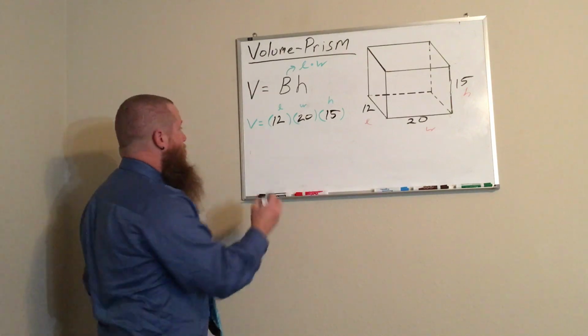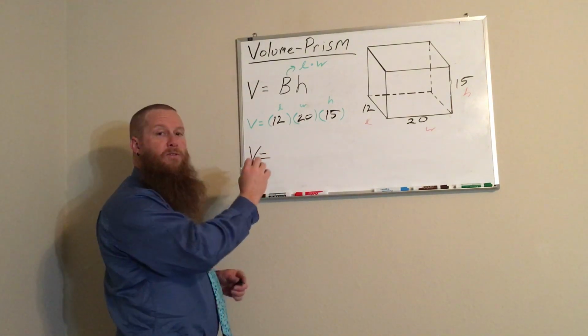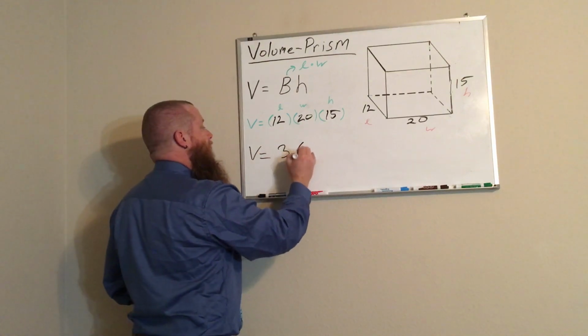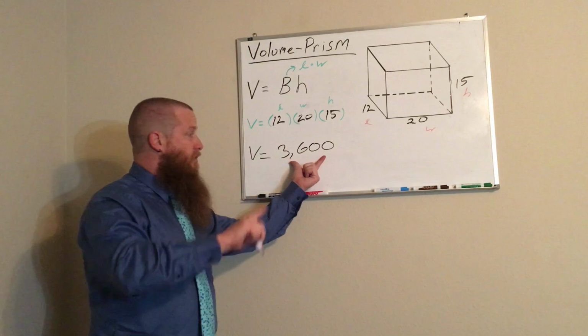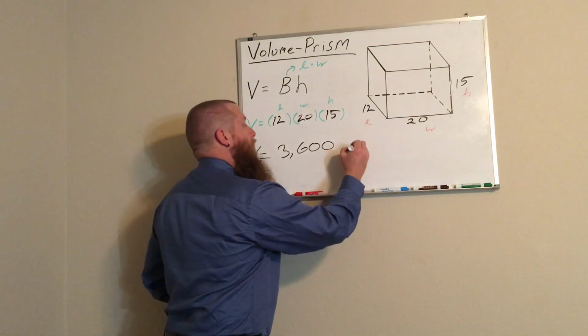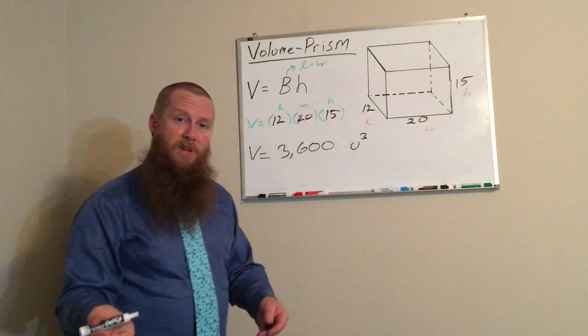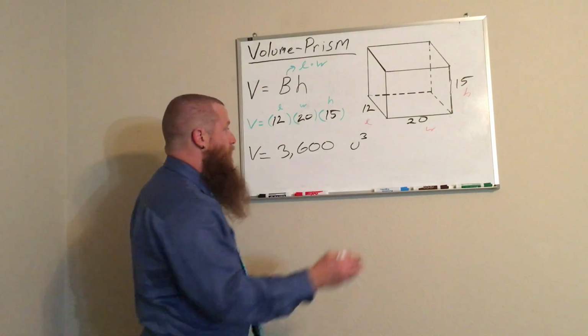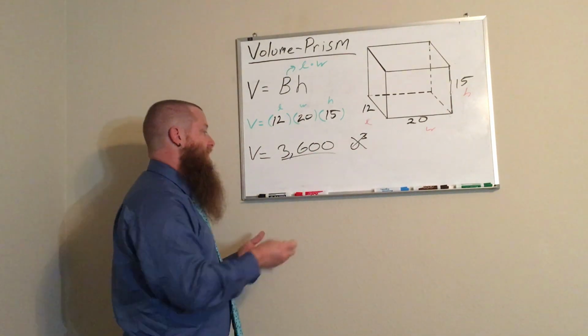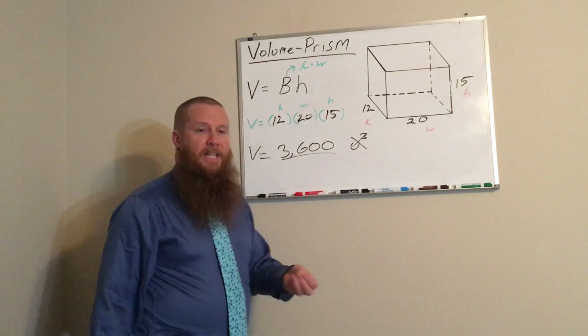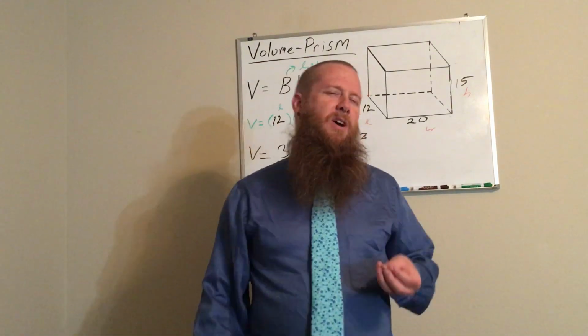We get our calculators, we do some calculations, and the volume should equal 3,600. This is what you will enter in your Google form. The proper way is to put units cubed, but the Google form doesn't accept units cubed, so we're just going to put 3,600.